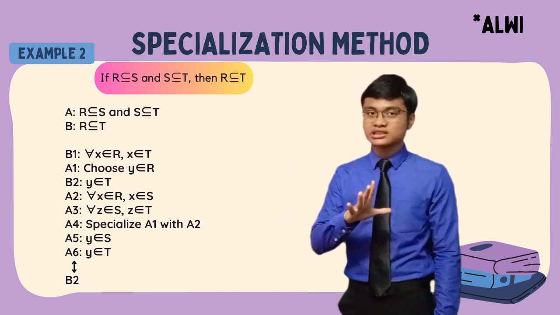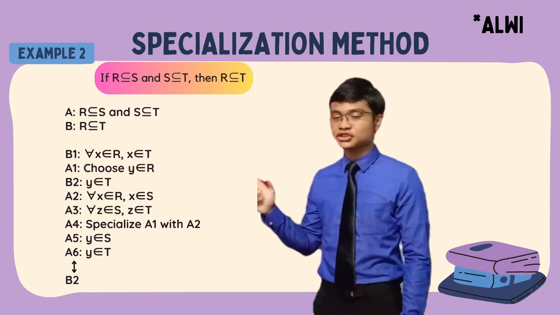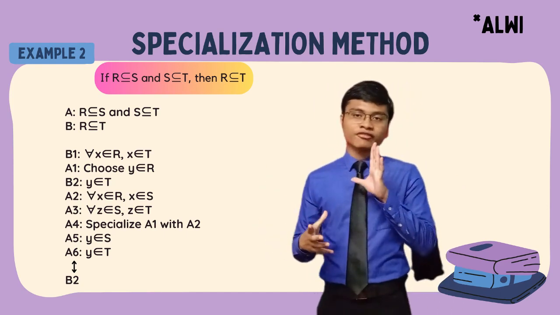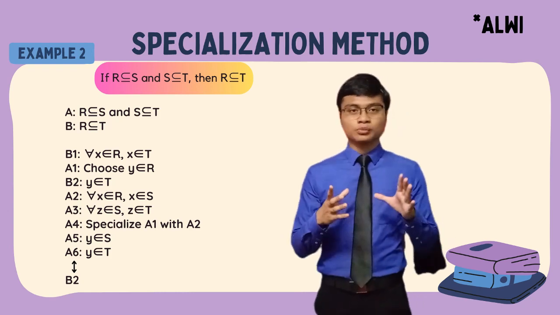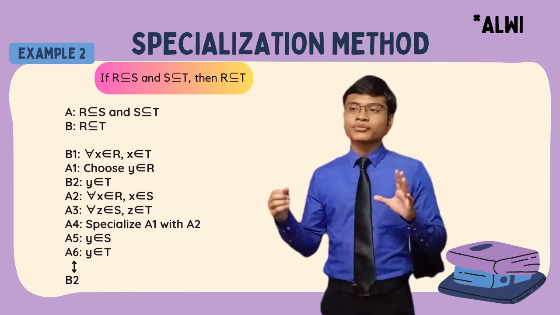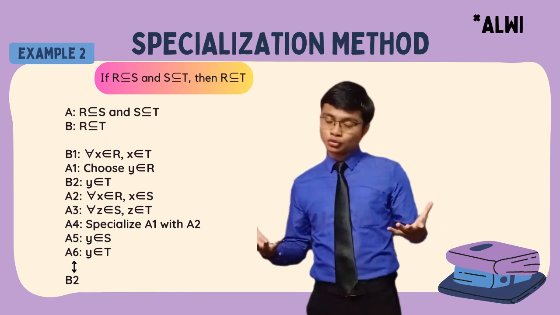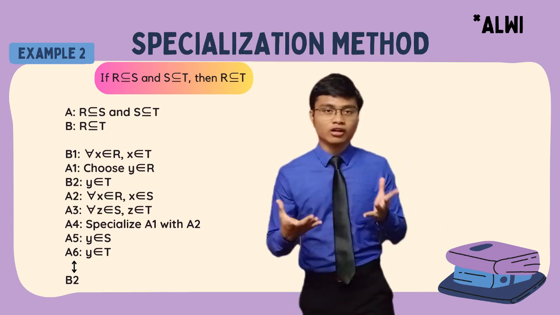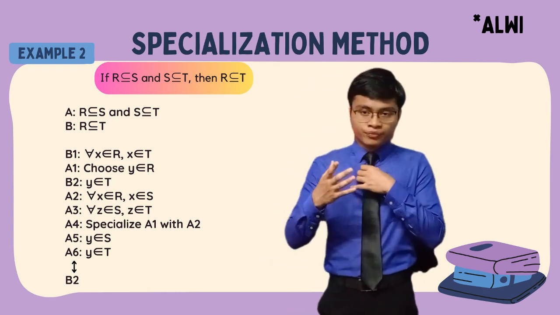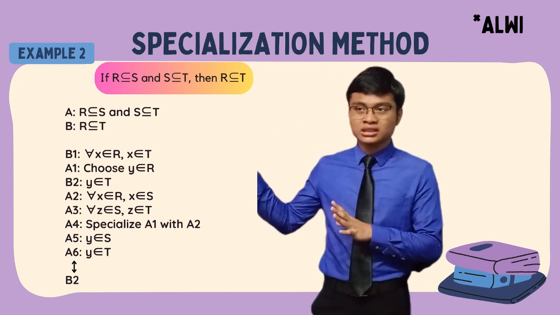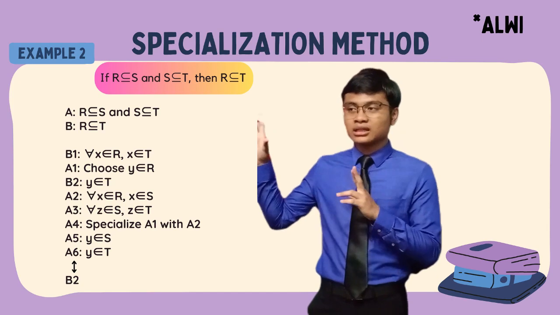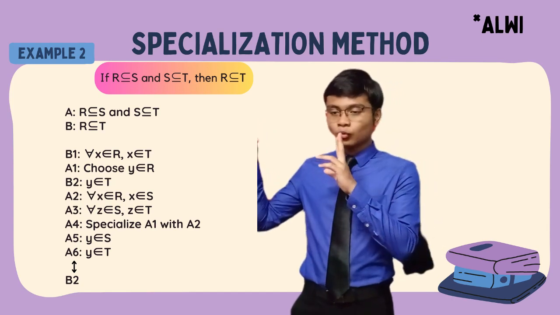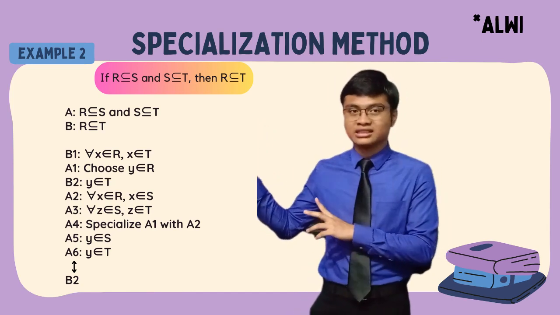So to show that R is a subset of T, it must first be shown that for all values of X, if X is an element of R then X is an element of T. So we then let, or choose, Y as an element of R. Based on the hypothesis where it says R is a subset of S, that would mean that Y is an element of S.